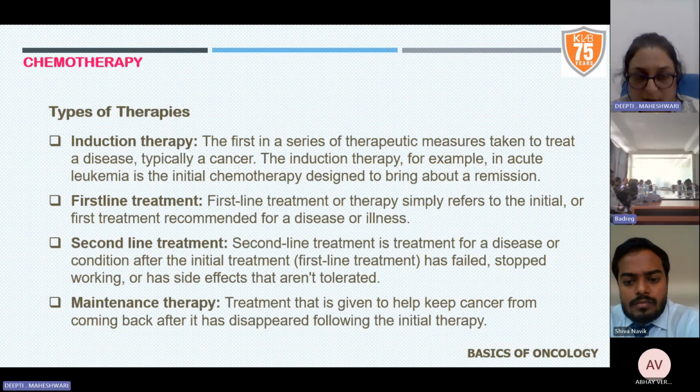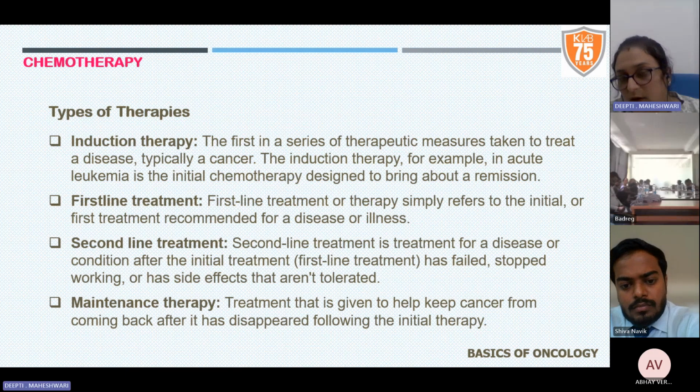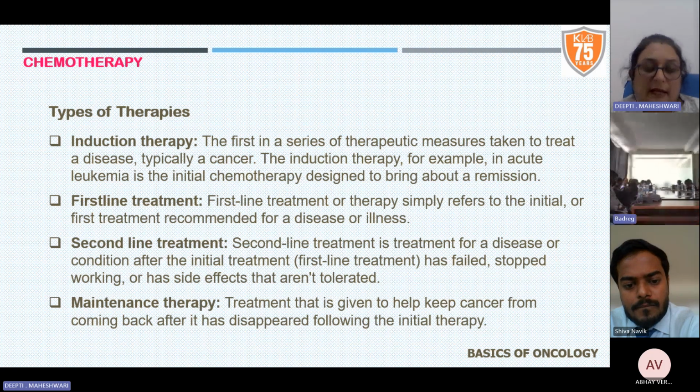After the first line treatment, the patient has shown some improvement for some time, but again the disease comes back after some time, or the first line treatment which was given has not suited the patient. The patient had some severe toxic effects. So the patient has to move to another treatment or another chemotherapy. That is a second line treatment. So the chemotherapy which you give for the second time to a patient whose disease is already in the metastatic stage is called second line treatment.